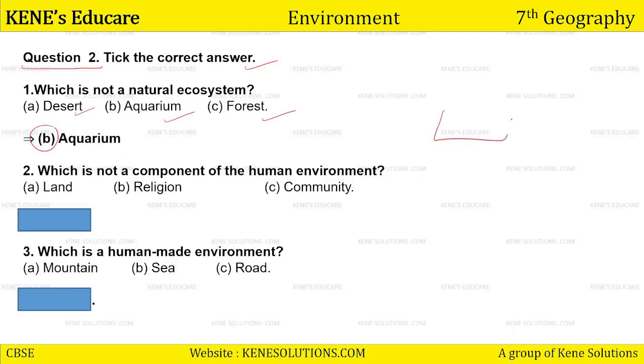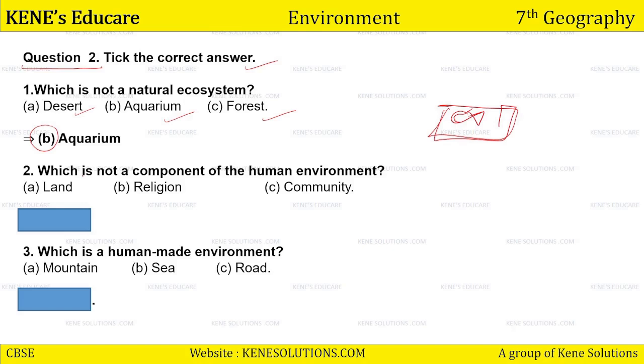हम वो glass का box खुद बनाते हैं. So the fishes inside it are natural ecosystem, but the aquarium, that glass box, is a man-made thing. It's not a natural ecosystem.